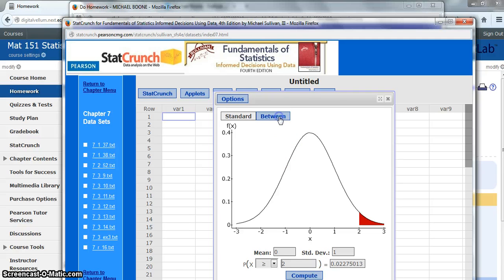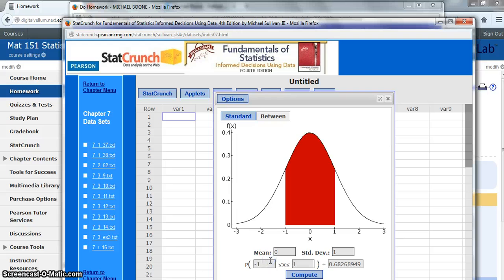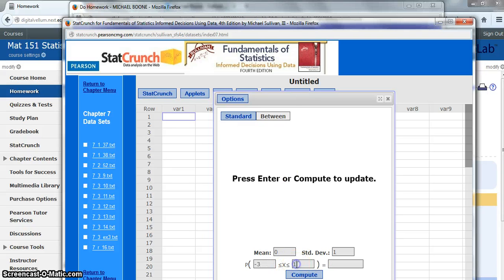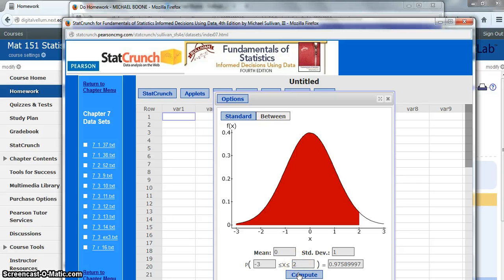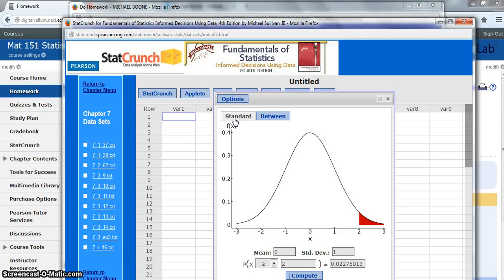Our normal calculator will let us do in-between areas, so we could say above negative 3 and less than 2, and it'll compute those values. StatCrunch will find areas in between for us. But if you're looking for a total, we might have to add up two pieces. If it's symmetric, we could just double a piece. I know the area to the left of negative 2, so this area over here would be the same as the area to the right of 2, which would be 0.0228 if we rounded.